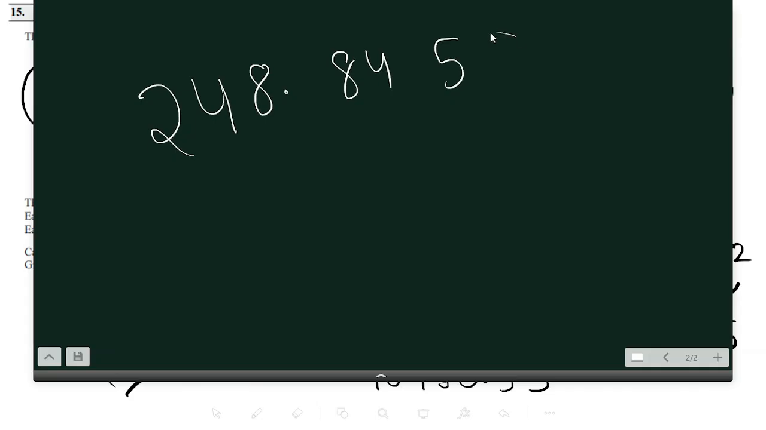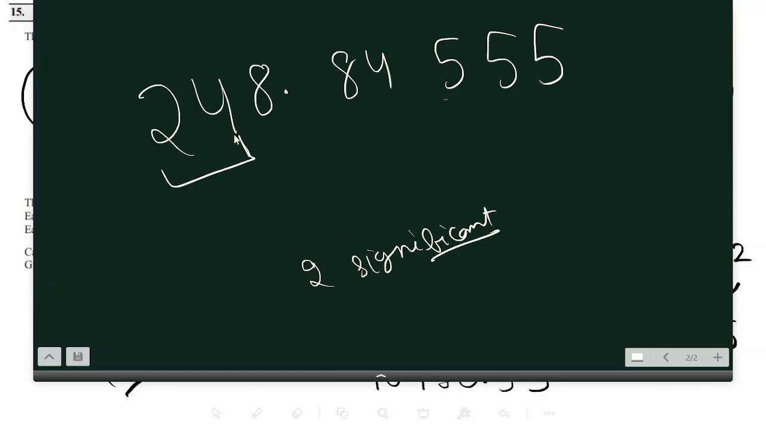And the example is like 248.84 triple five. This seems to be the answer of one of the questions. What they are asking is that you have to give two significant figures, right? Yes, two significant figures. So basically we have to count the first two digits, which is 24.